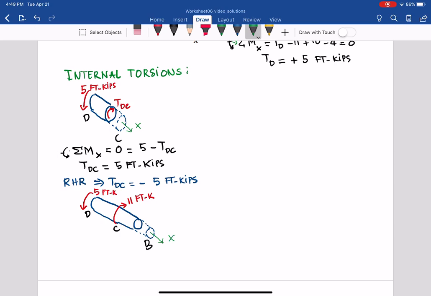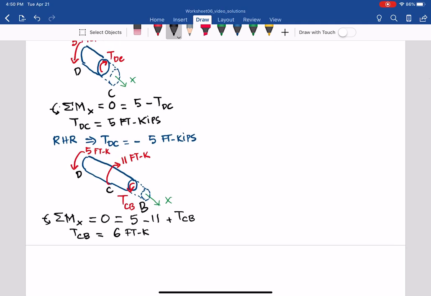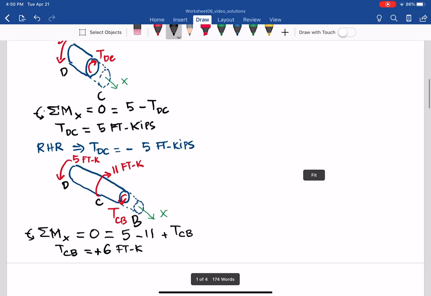portion, and let's assume now it's positive based on the right hand rule, so that it's TCB. So from that we can have the sum of all the moments about x, assume right hand rule, positive right hand rule is the positive for that equation. So we have 5 negative 11 plus TCB equals 0. From that we have TCB equal to 6 foot kips, and it is also right hand rule with positive 6 foot kips. So put positive there for right hand rule.